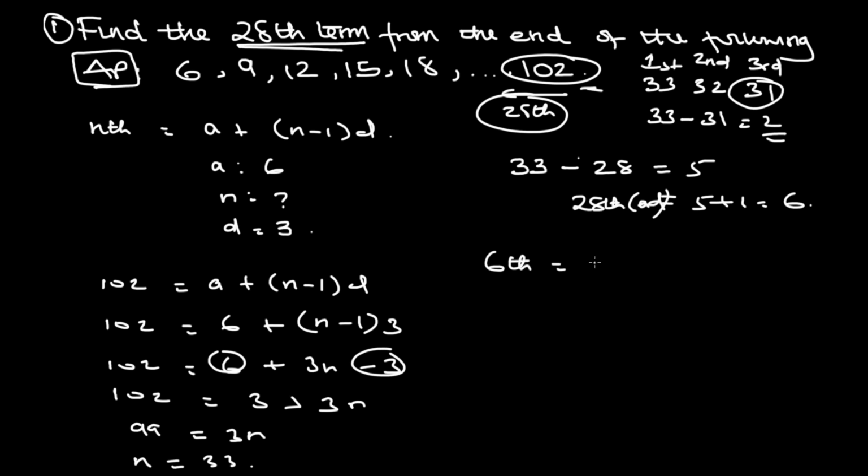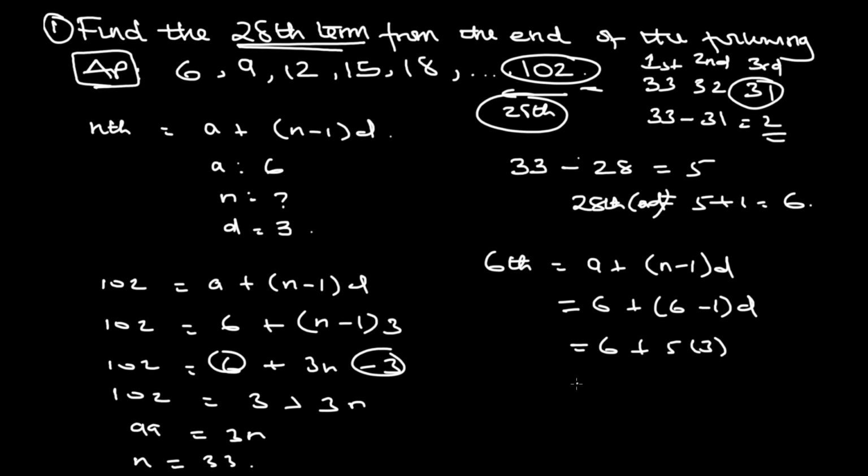So 6th term is equal to A plus, just to state the whole formula. Then we have 6 as the first term, plus, then we say 6 minus 1, the n is 6. So it's going to be 6 plus 5 times 3, right? So this is going to be 6 plus 15. So we get 21. So remember, now we got 21 here.